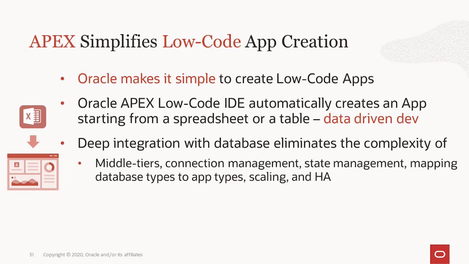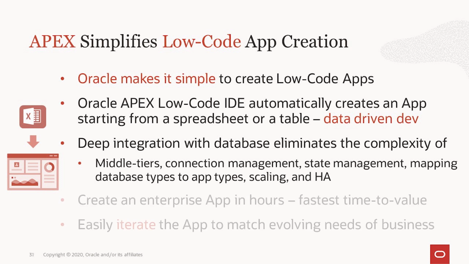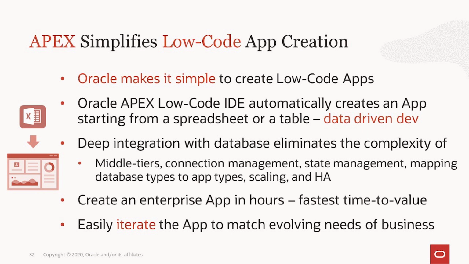For example, with Apex, you don't have to think or worry at all about middle tiers, connection management, state management, mapping database types to application types, scaling, or high availability. It's all taken care of automatically for you. Also, Apex lets you create enterprise apps in hours, which is the fastest time to value, and you can easily iterate the app to match the evolving needs of the business.